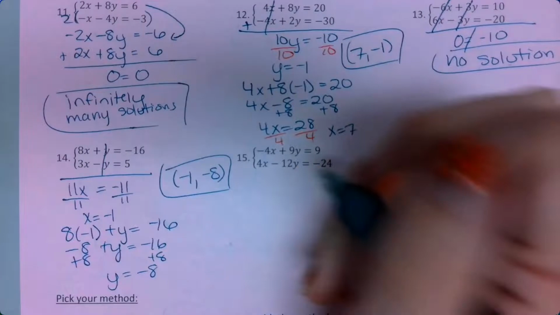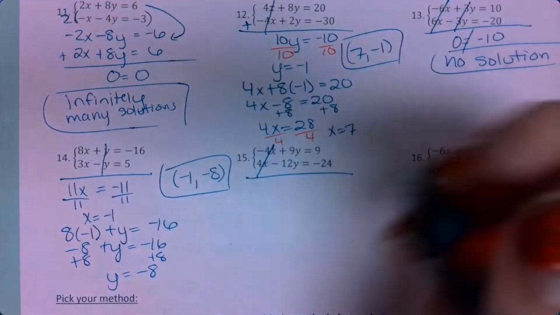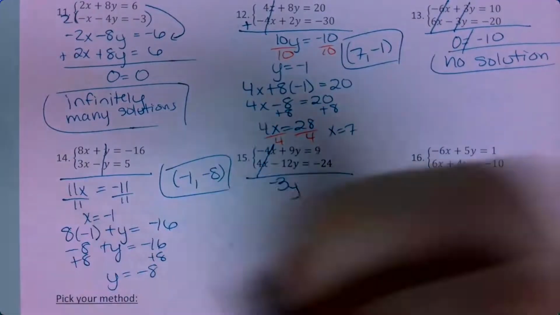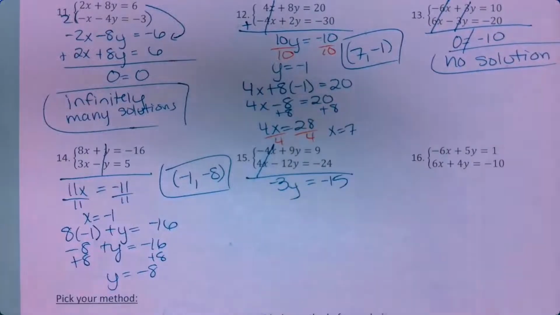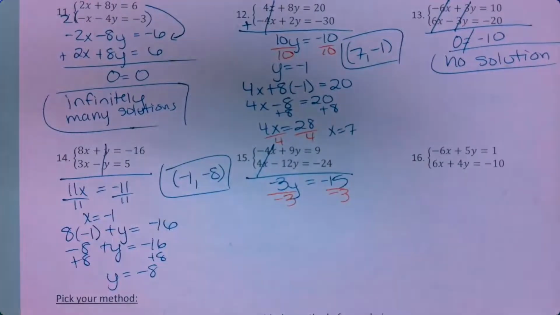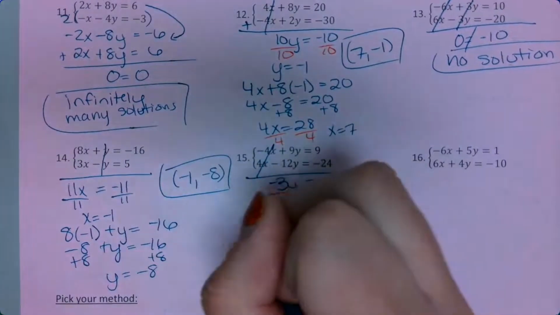15, my x's have the same coefficient, opposite sign, so I'm going to add down. The x's cancel out. The y's are going to give me negative 3y, and then 9 minus 24 is negative 15. I want to divide both sides by negative 3. This is going to give me y equals 5. I'm going to plug into my top equation.